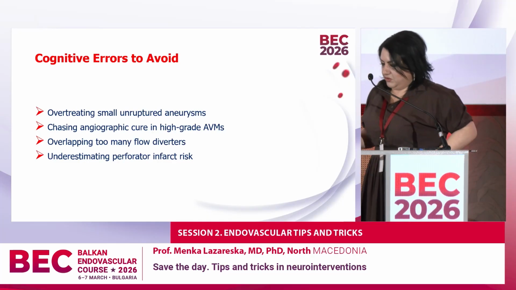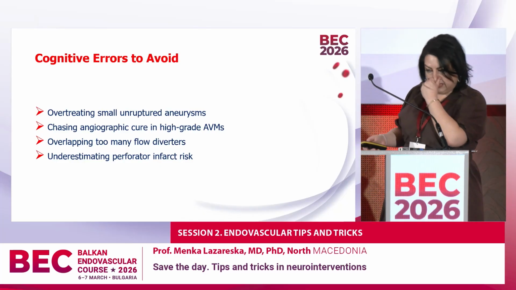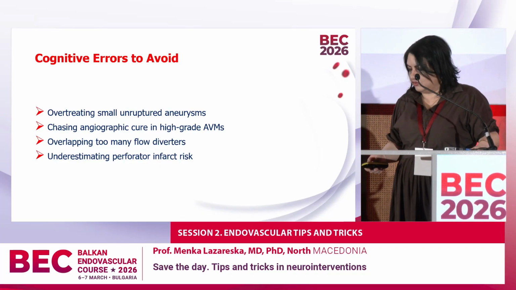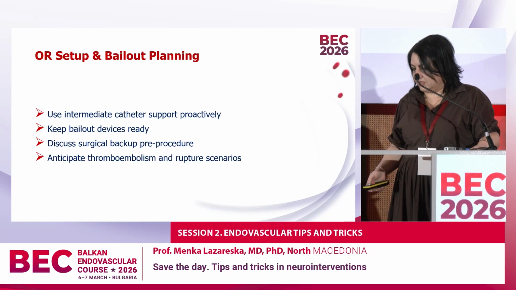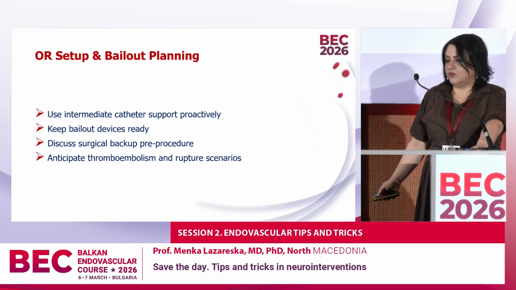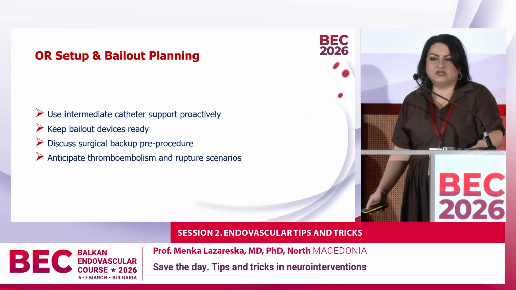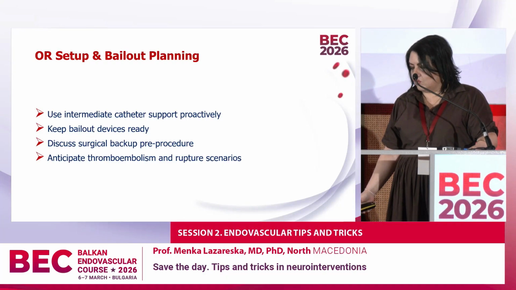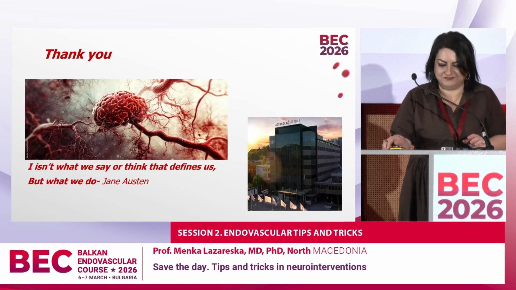We should be aware and not over-treat small unruptured aneurysms, not chase angiographic cure in high-risk AVMs, not overlap too many flow diverters, and not underestimate perforators. Always use good support with the intermediate catheter, keep bailout devices always ready, and always have a surgical backup. That's all I have to say. Thank you.